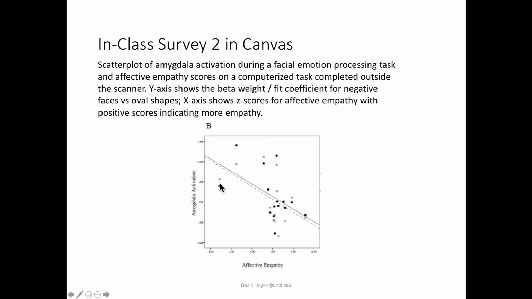So it's a face identification task. And then the x-axis shows the z-scores for an affective empathy score that they did outside the scanner. So this was during a face task, not during an empathy task. And this was an affective empathy task that was done outside the scanner.